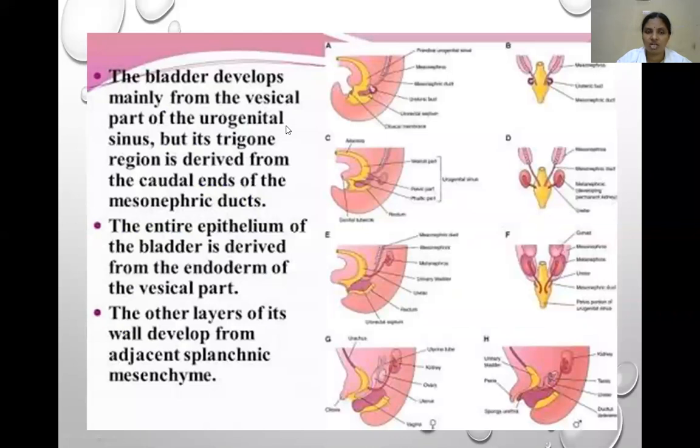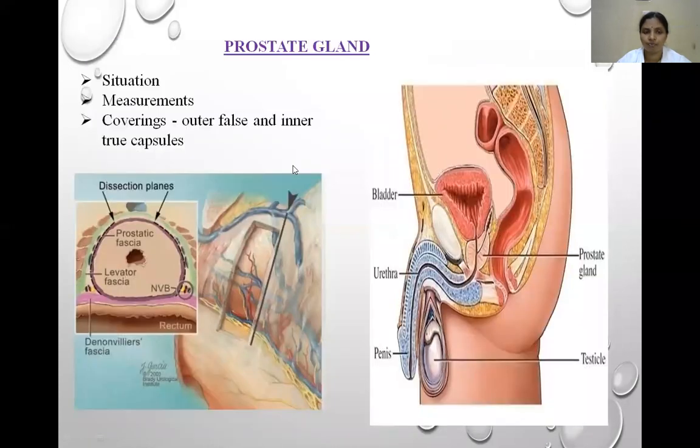The bladder develops mainly from the vesical part of the urogenital sinus. As you know, which part of the urogenital sinus? Pelvic part. And the trigone is derived from the caudal ends of the mesonephric ducts. That's why it differs from the rest of the urinary bladder. The entire epithelium is derived from the endoderm of the vesical part, except that part; the trigone is derived from the mesoderm. So the other layers of its wall develop from the adjacent splanchnic mesenchyme. The rest of the entire bladder is derived from the splanchnic mesenchyme.